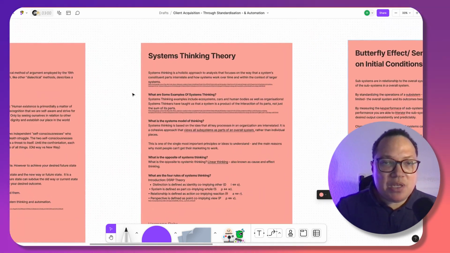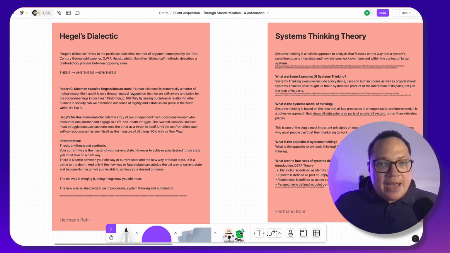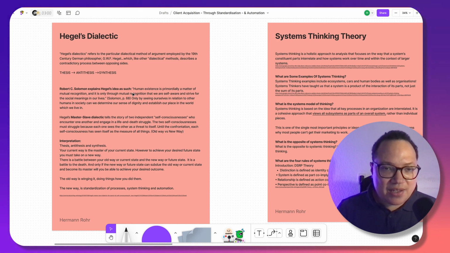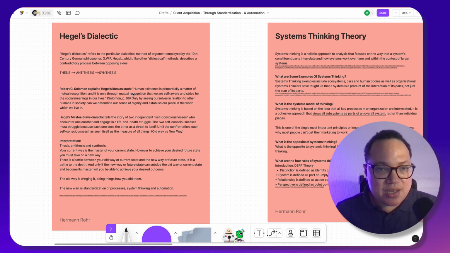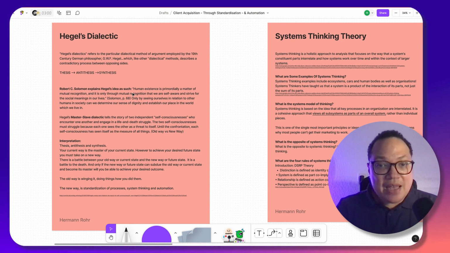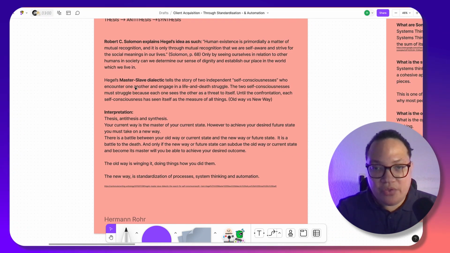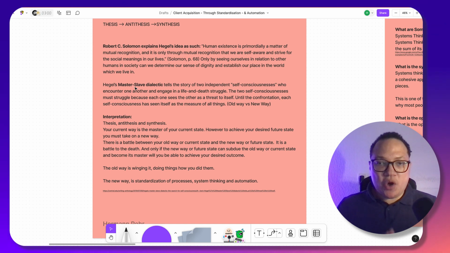And so the first principle that we need to get a grasp of is Hegel's Dialectic. Hegel was a German philosopher, 19th century, and he's known for his dialectical method, and it describes a contradictory process between opposing sides, also known as the thesis, the antithesis, and then the synthesis. It's also known as Hegel's slave dialectic, and it tells the story of two independent self-consciousnesses who encounter one another and engage in a life and death struggle. The two self-consciousnesses must struggle because each one sees the other as a threat to itself. Until the confrontation, each self-consciousness has seen itself as the measure of all things. So in other words, it's like the battle between the old way versus the new way.